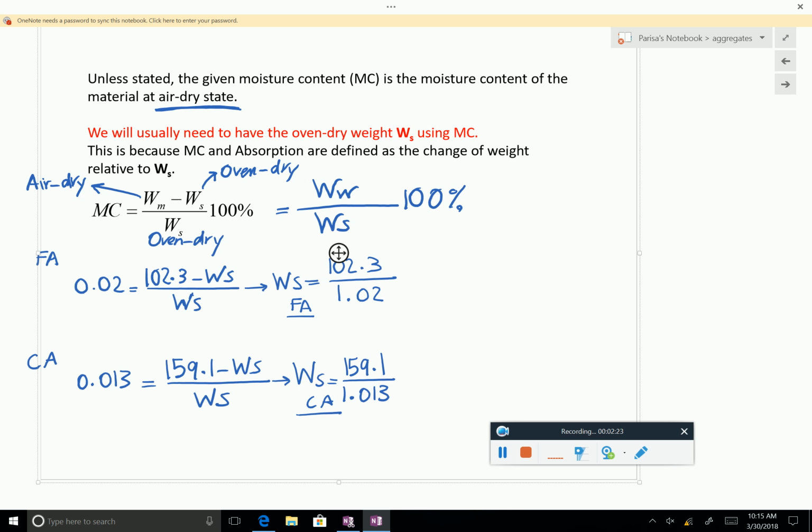So this is the definition of moisture content. So you see the weight that we have is air dry. So what you need to calculate is W sub S, which is the oven dry. Does anyone have the number? I get 100.3. That's correct. And this is in pound, I believe.